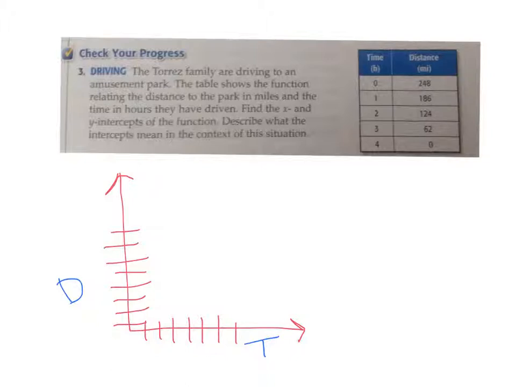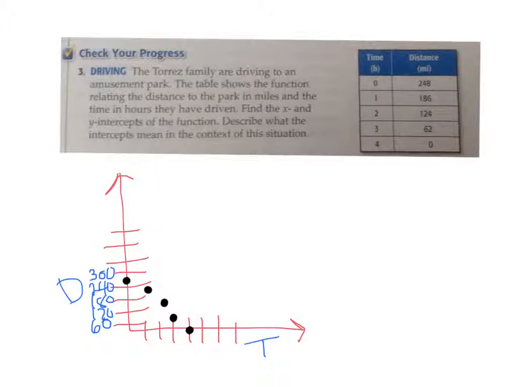So let's count our graph by 60s. 60, 120, 180, 240, and 300. Okay, so our first point would be at (0, 248). So (0, 248). At 1 hour, we would be at 186. 2 hours, we're going to be at 124. At 3 hours, we're going to be at 62. And at 4 hours, we would be at 0.